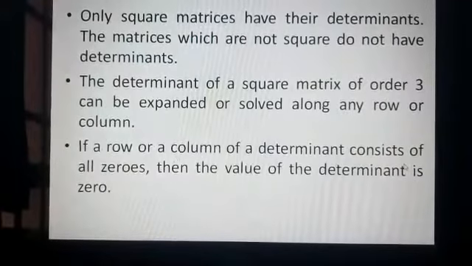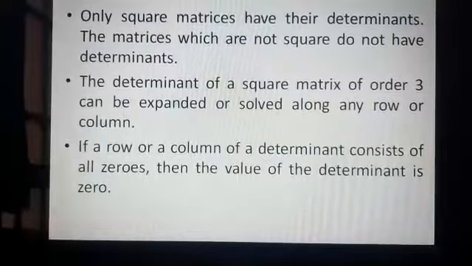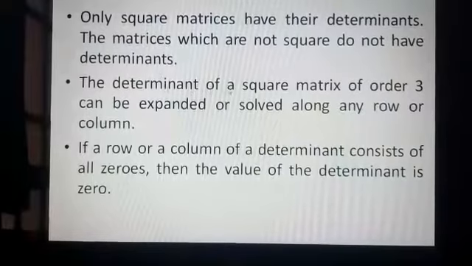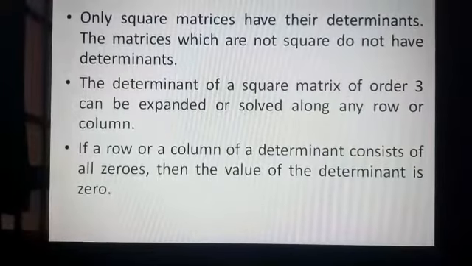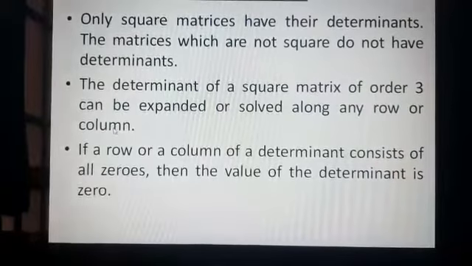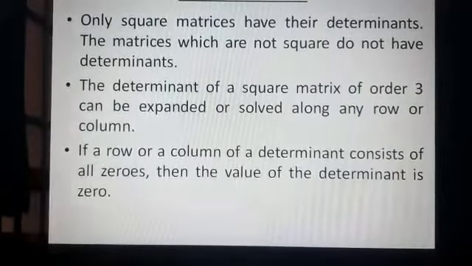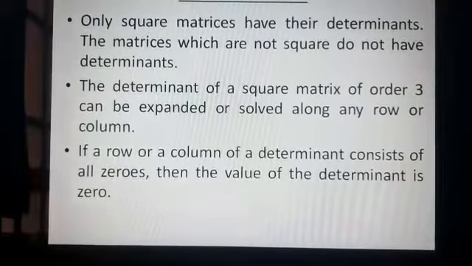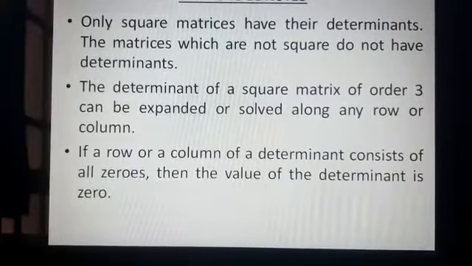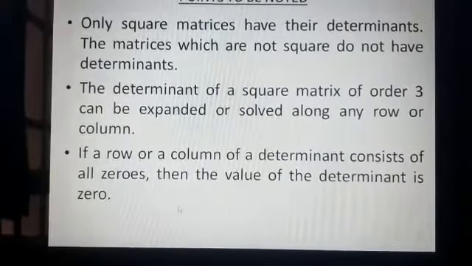These points are to be noted when we are solving for a determinant. Only square matrices have their determinants. The matrices which are not square do not have determinants. The determinant of a square matrix of order 3 can be expanded or solved along any row or column. So this I have already told, that it can be solved along any row or any column. If a row or column of a determinant consists of all zeros, then we can solve along that particular row and we will get the value of the determinant as 0.